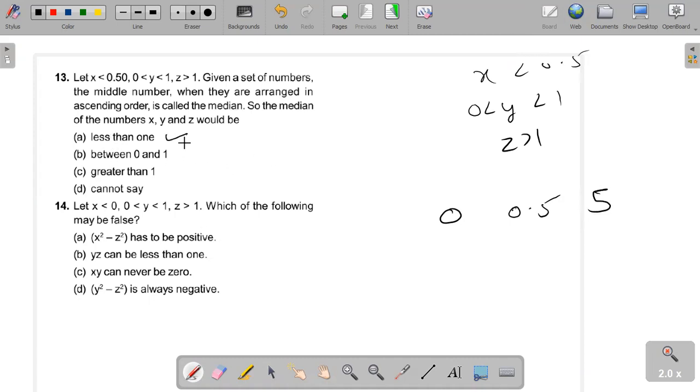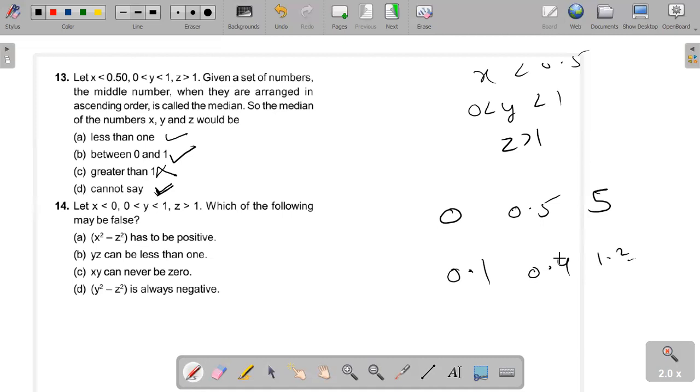It seems true. Between 0 and 1 seems true. Greater than 1, not always. Can't say, it can happen. Let's say x is 0.5, y is 0.1 and z is 1 point something. So here again the median is coming between 0 and 1, or I would say less than 1. Between 0 and 1 both seem correct. But let's see another case.